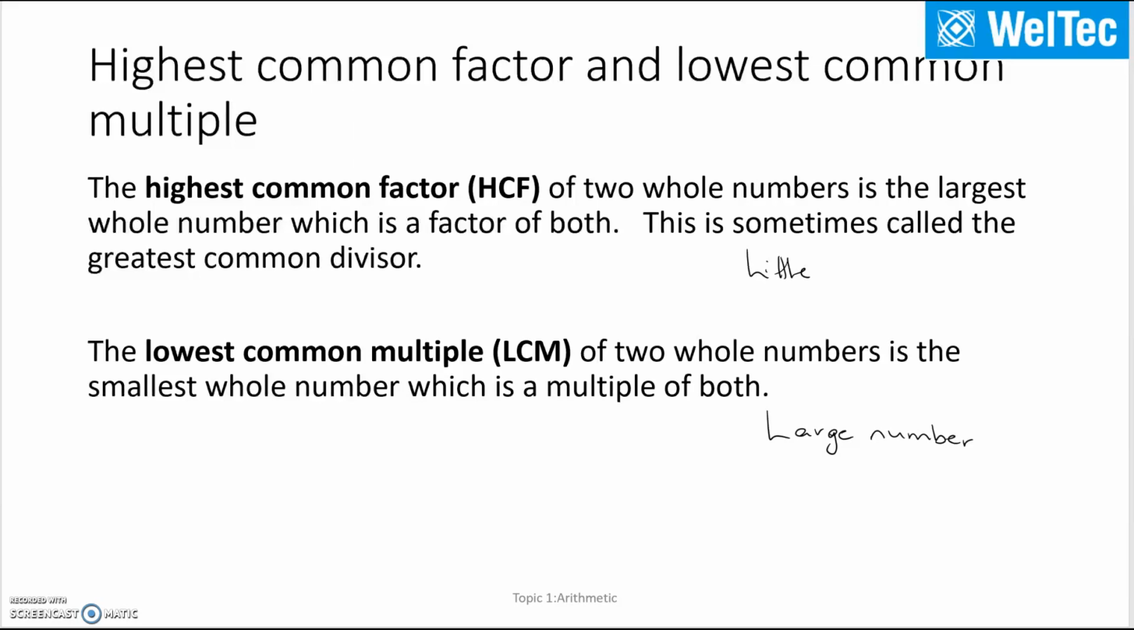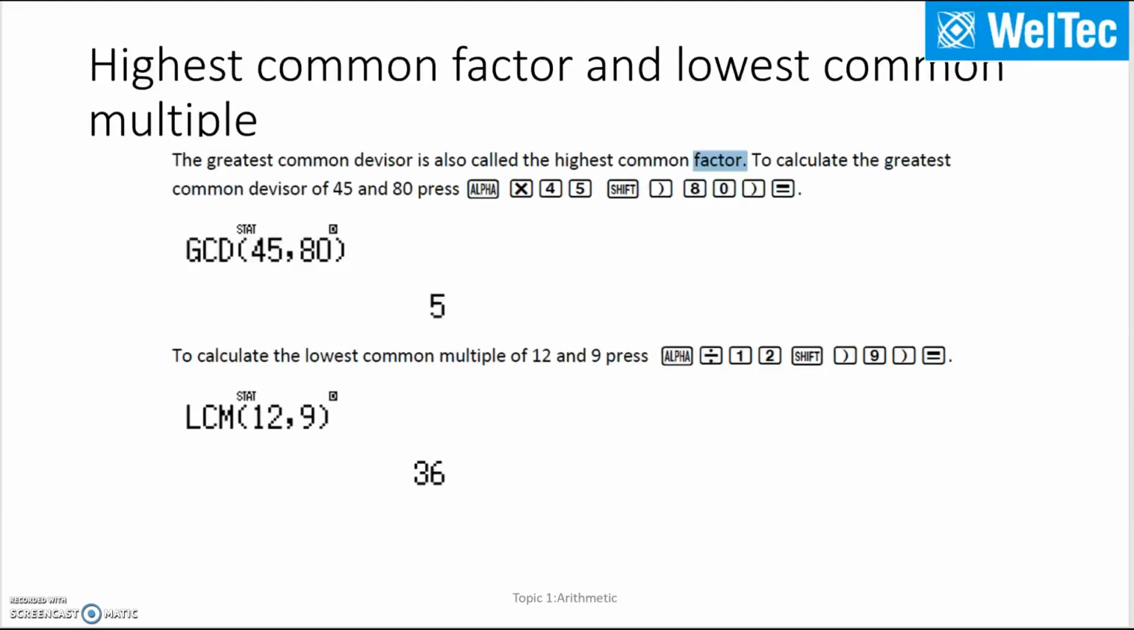Now, you can do these on your calculator. You can do them for 2 numbers, for example, finding the greatest common divisor. Often that's the one we're talking about, the HCF. Then you can do that on your calculator. You find the GCD button, then enter the numbers 45 and 80, and then hit the equals button and you'll get 5.